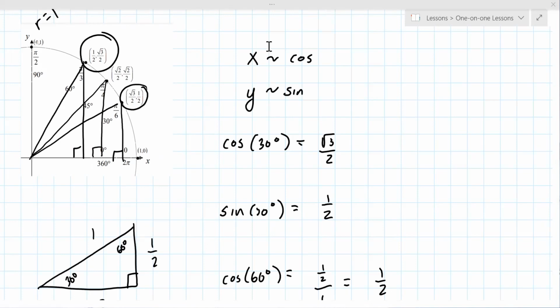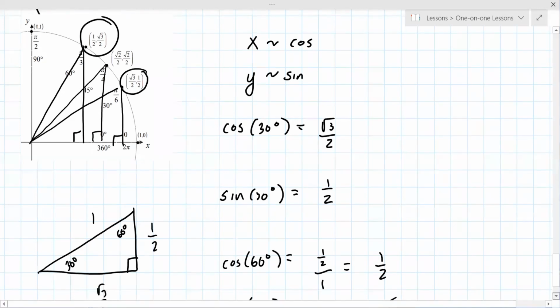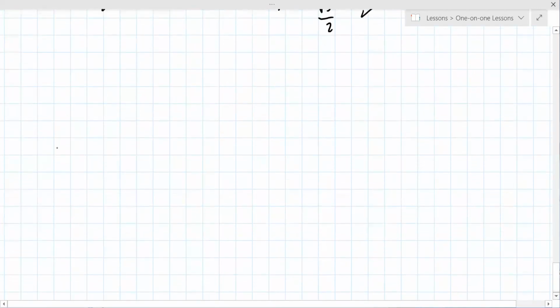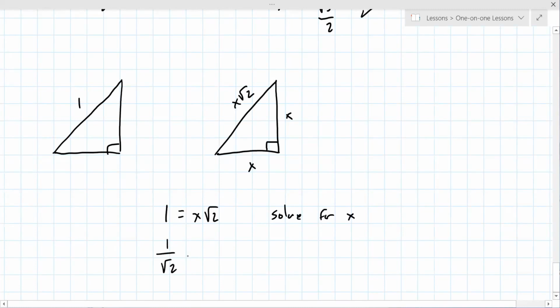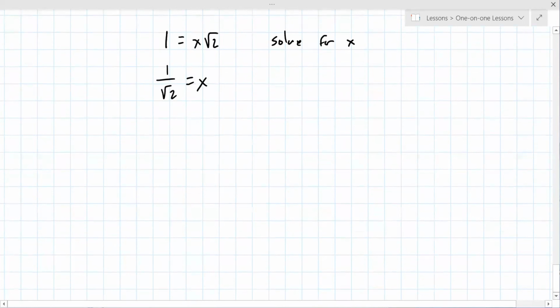Yeah, so let's look at a 45, 45, 90 triangle. The radius, which is the hypotenuse, is 1. And the reference triangle is x, x, x root 2. So you set the known side equal to the reference side and solve for x. Here you have to do a little bit more work. You have to divide both sides by the square root of 2. So root 2 over 2 is x.